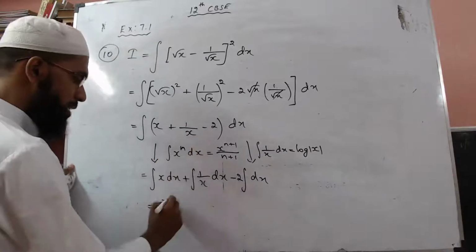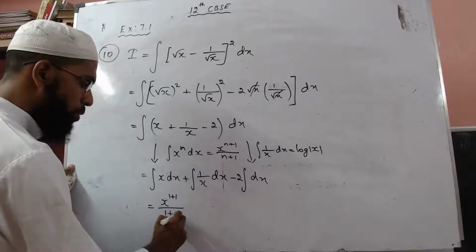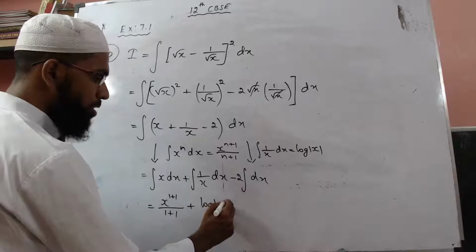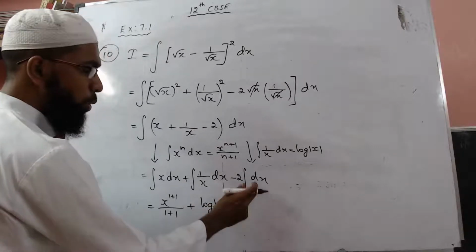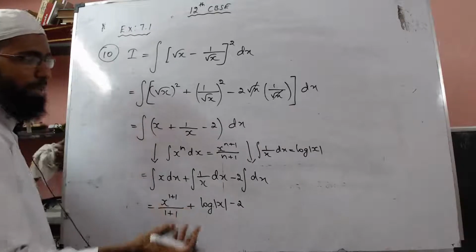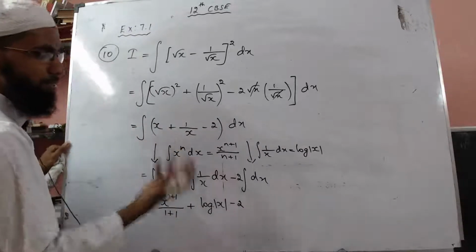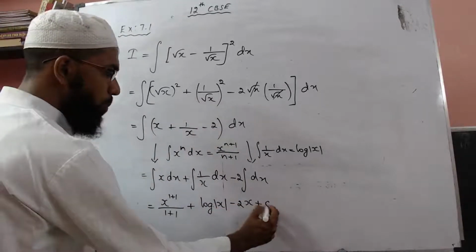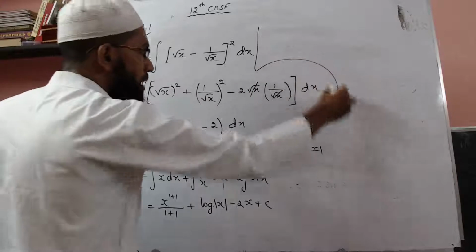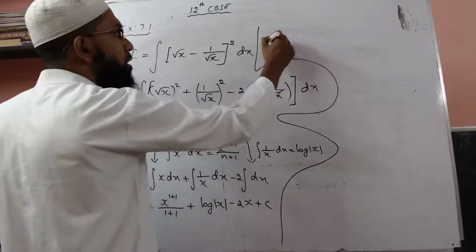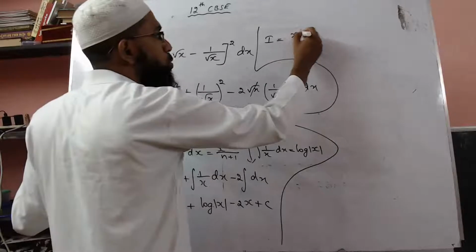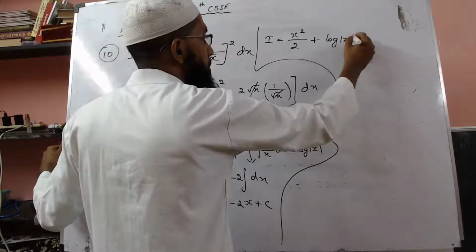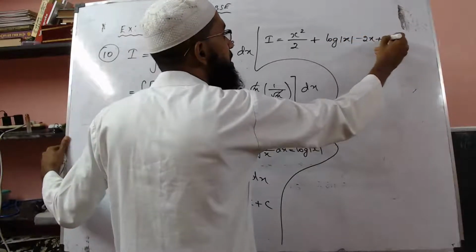So using the formula, x power 1 plus 1 by 1 plus 1, plus the integral of 1 by x, which is log of mod x, minus 2 into the integral of dx. I told you in the last videos to memorize the formulas for integrals. If you know the formula, it is easy, right? Integral dx is x, plus c. So I equals x power 1 plus 1 is 2, so x square by 2 plus log of mod x minus 2x plus c.